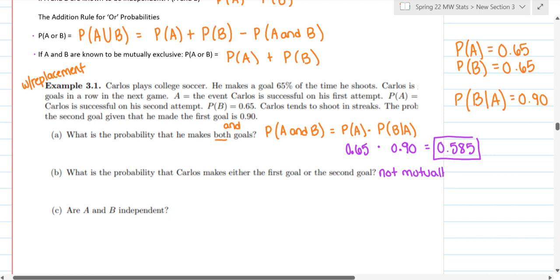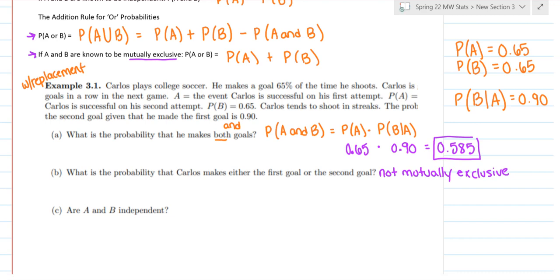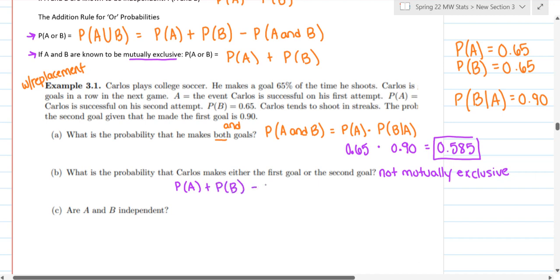So then we use the first one. Use this one if they're not mutually exclusive, the first one. If they are mutually exclusive, use the second one. Okay, so here, since they are not mutually exclusive, we are going to do this formula here. So probability of A plus the probability of B minus the probability of A and B.